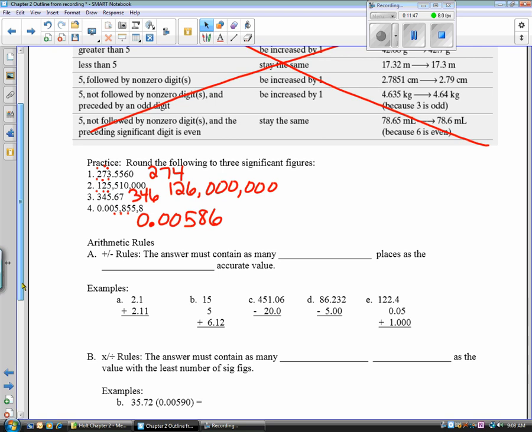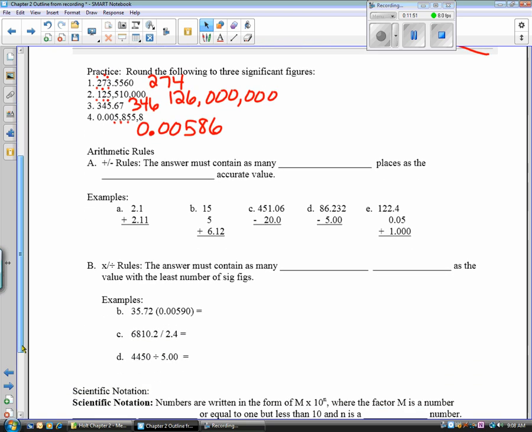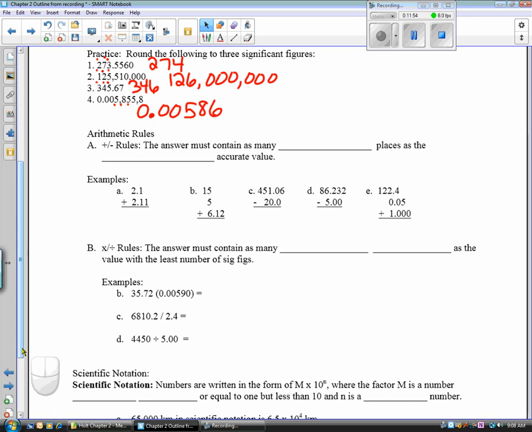Now we're actually using significant figures in math, arithmetic. When we add and subtract them, there's different rules than when we multiply and divide them. When we add and subtract, your answer is going to contain as many decimal places as the least accurate one. So if we look at the first problem, 2.1 plus 2.11 gives me 4.21 if I type it in the calculator. But the first number, 2.1, only goes out to the tenths place, and the second one goes out to the hundredths. We can only go as far as the smallest one. So my answer is 4.2.